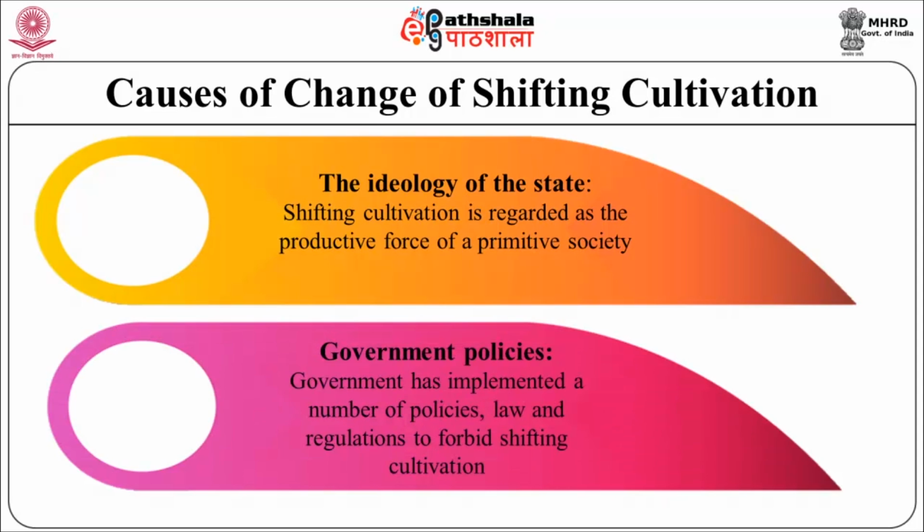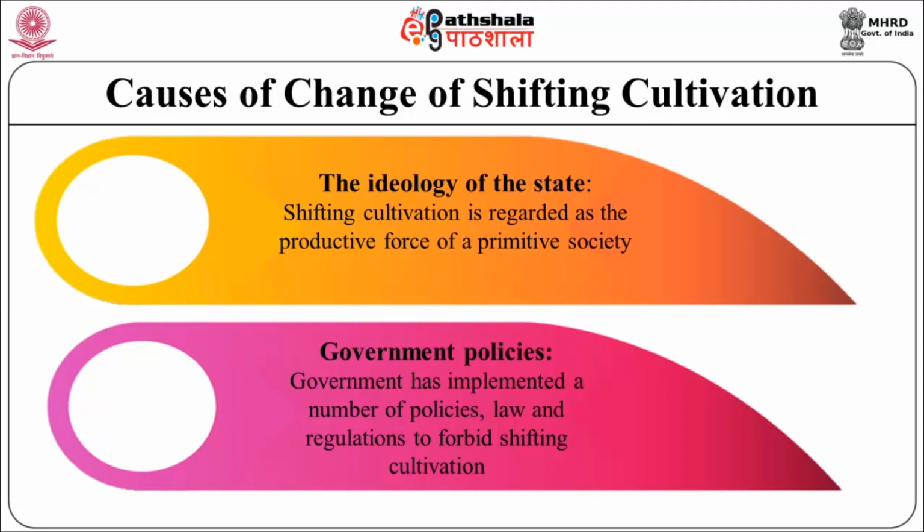Now let us understand the government policies. To change and replace shifting cultivation, the central government has implemented a number of policies, laws and regulations to forward this change. Now let us see the role of social reforms. The implementation of a socialist transformation, using its administrative system to replace traditional social organization and cultural system, resulted in the traditional production and living system losing its balance.